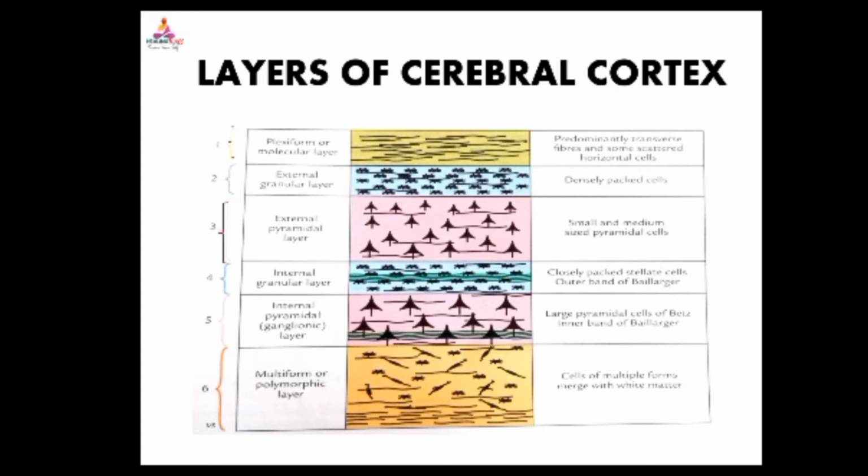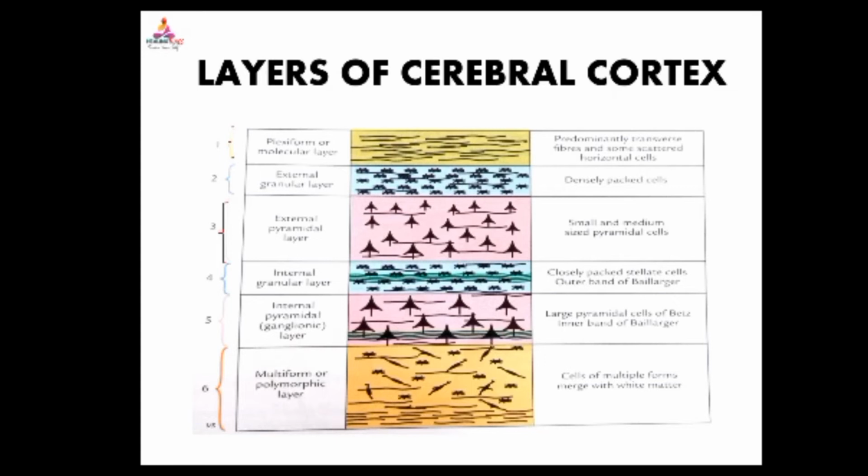Last one is the multiform layer. It is made up of cells of multiple forms, that is neurons of various sizes and shapes. This layer fuses with the white matter. This layer is also called layer of polymorphic cells. These are the layers of the cerebral cortex.